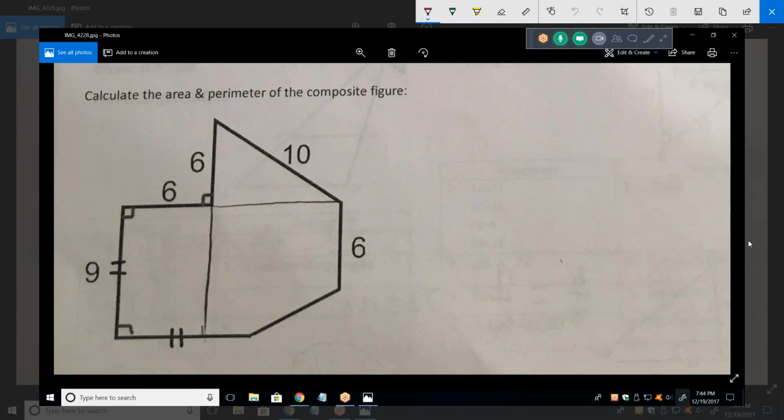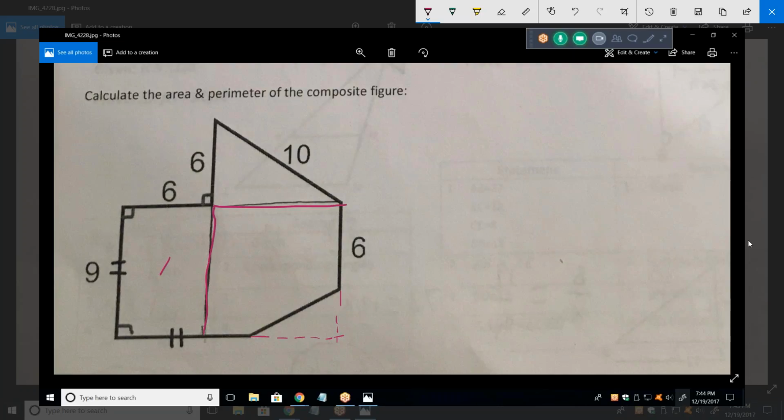Now, let's look at this. Usually with problems like this, you have to divide the figure up into shapes that you have formulas for. Well, I don't have a formula for that shape, unless I figure out the area of that square, perhaps, and then subtract the area of that triangle. So I could do that.